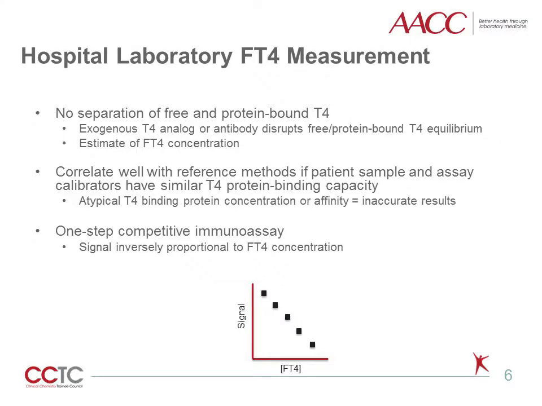Measurement of free T4 in hospital laboratories is performed using automated instruments that do not physically separate free and protein-bound hormone. Automated free T4 methods typically fall into one of two categories: assays in which a T4 analog carries the detector label, and assays in which an anti-T4 antibody carries the detector label. Regardless of the assay format, the assay reagent contains either exogenous analog or exogenous antibodies that disrupt the equilibrium between free and protein-bound hormone. Because of this, automated assays are more of an estimate of free T4 concentration, but these assays typically correlate well with reference methods in patients whose T4 protein binding capacity matches that of the assay calibrators.